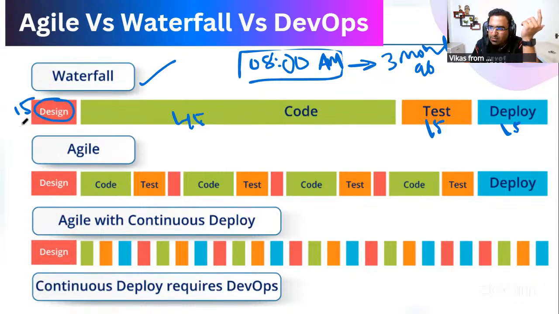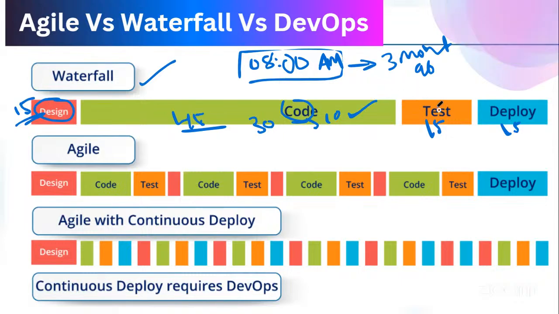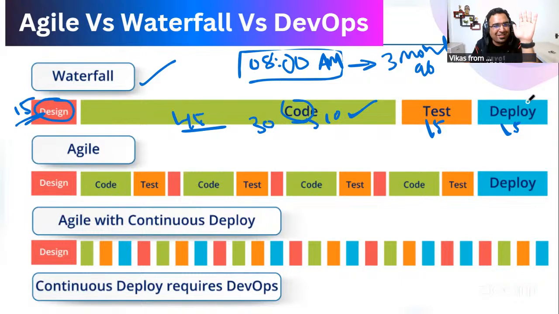Now while the designing is happening, test engineers, QA or developers, everyone is sitting idle. They are just wasting the time. When the developer gets 45 days to develop this code, for 30 days they are just wasting the time, and in the last 10 days they develop the complete code. Agree? Till that time, testing or deployment teams are sitting idle. So we are wasting a lot of time here, right?